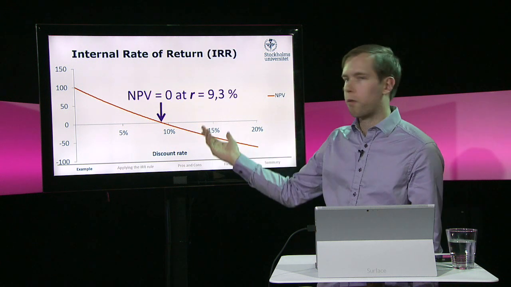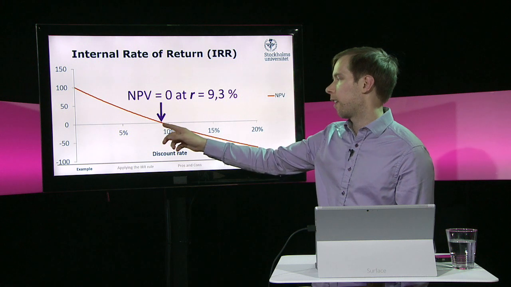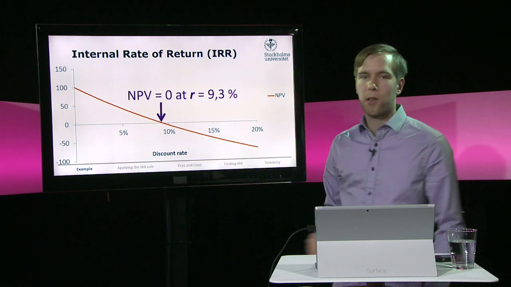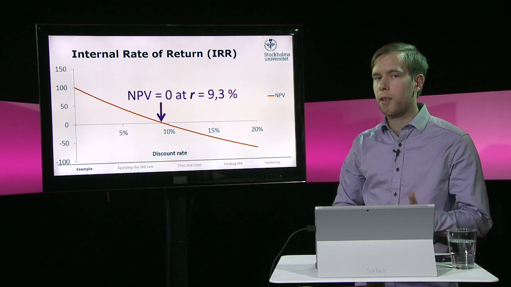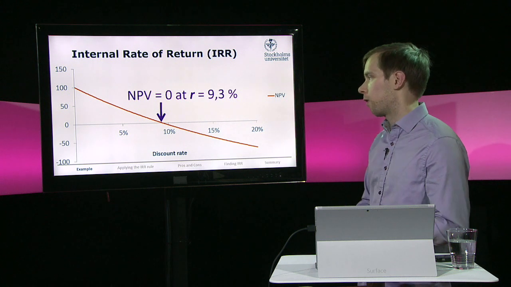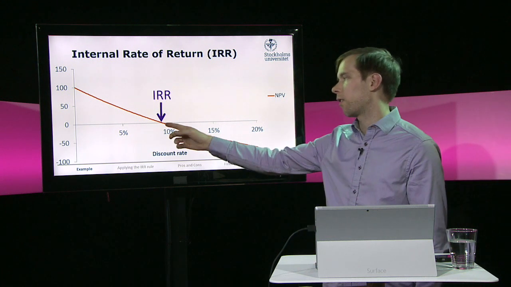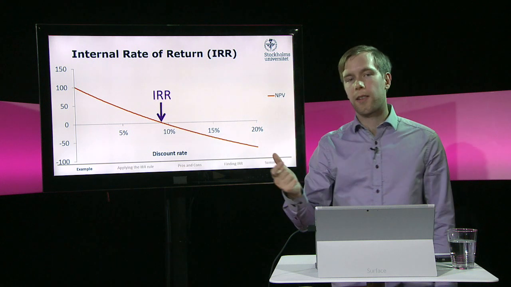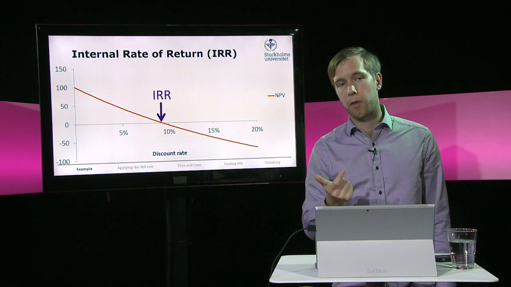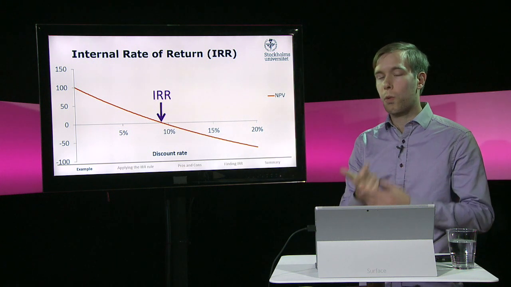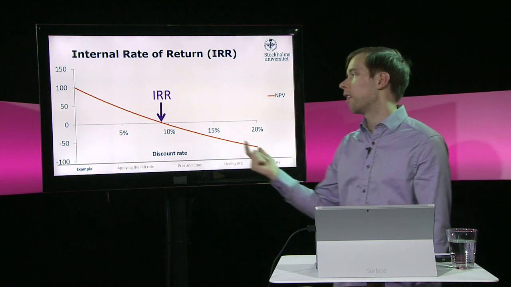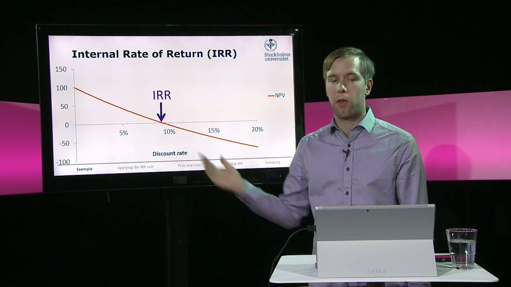Then you can find, or I did it this time, that at 9.3% exactly, with that interest rate, the NPV is equal to 0. And we call this the IRR. So the interest rate, which in this case was 9.3%, the interest rate where NPV is equal to 0, is called the investment's internal rate of return, or IRR.